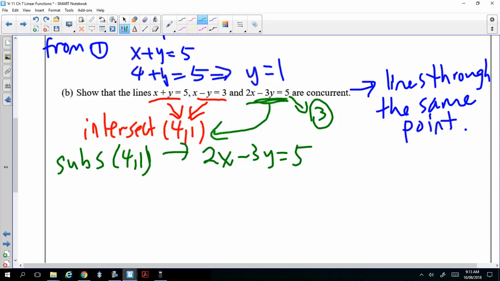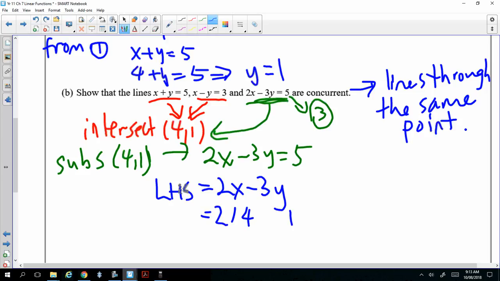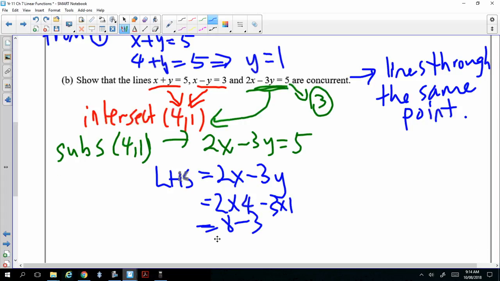And then you substitute. So now remember how to check. You go left-hand side equal to 2x minus 3y, and replace x and y by 4 and 1 respectively. So x equal to 4, y equal to 1. Let's work out 8 minus 3. What's 8 minus 3? Yep, is that the right side? It is. So what can you conclude? Yeah, they all pass through the same point, 4, 1, right?